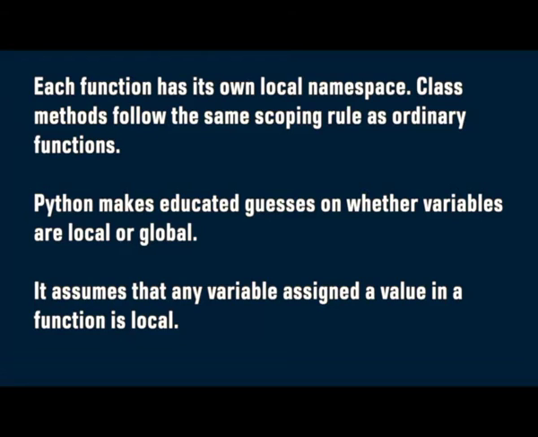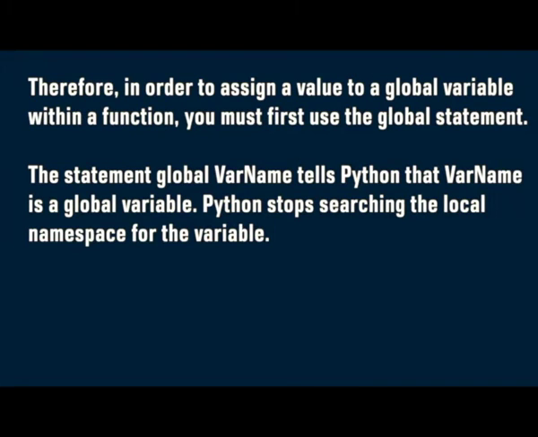Python makes educated guesses on whether variables are local or global. It assumes that any variable assigned a value in a function is local. Therefore, in order to assign a value to a global variable within a function, you must first use the global statement. The statement global followed by the variable name tells Python that the variable name is a global variable. Python stops searching the local namespace for the variable.